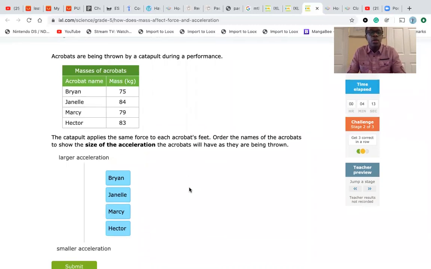Now, acrobats are being thrown by a catapult during a performance. The catapult applies the same force to each acrobat's feet. Order the names of the acrobats to show the size of the acceleration the acrobats will have as they are being thrown. So again, this is why in the Olympics, they generally want shorter or smaller people. The same as before, smaller mass is going to have a higher acceleration. So the smallest mass here is going to be Brian, or the smallest number. So he's going to have the largest acceleration. The next one is going to be Marcy. Next is going to be Hector. And then last, with the smallest acceleration, is going to be Janelle at 84.